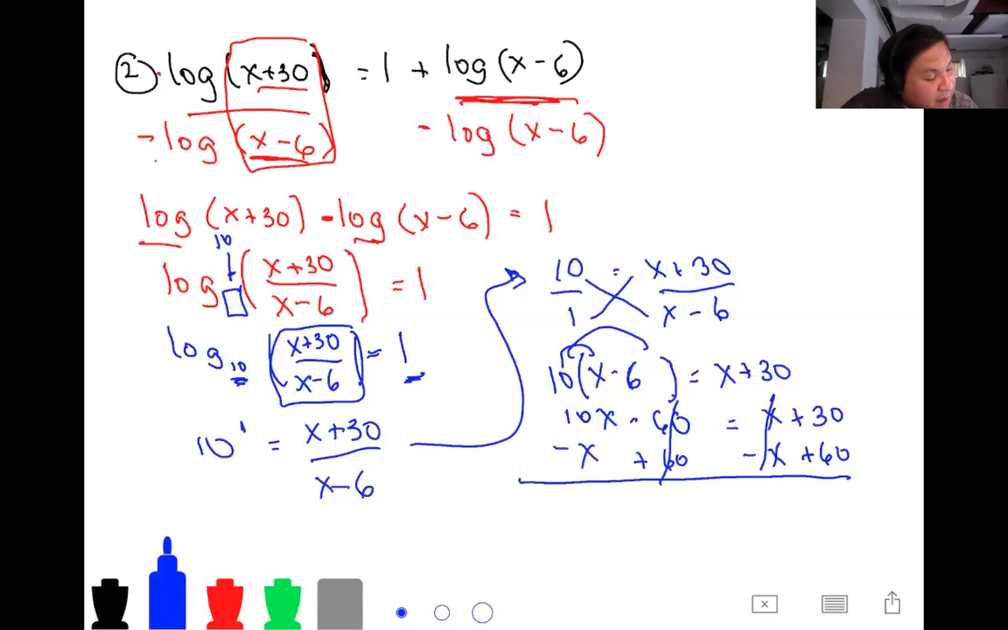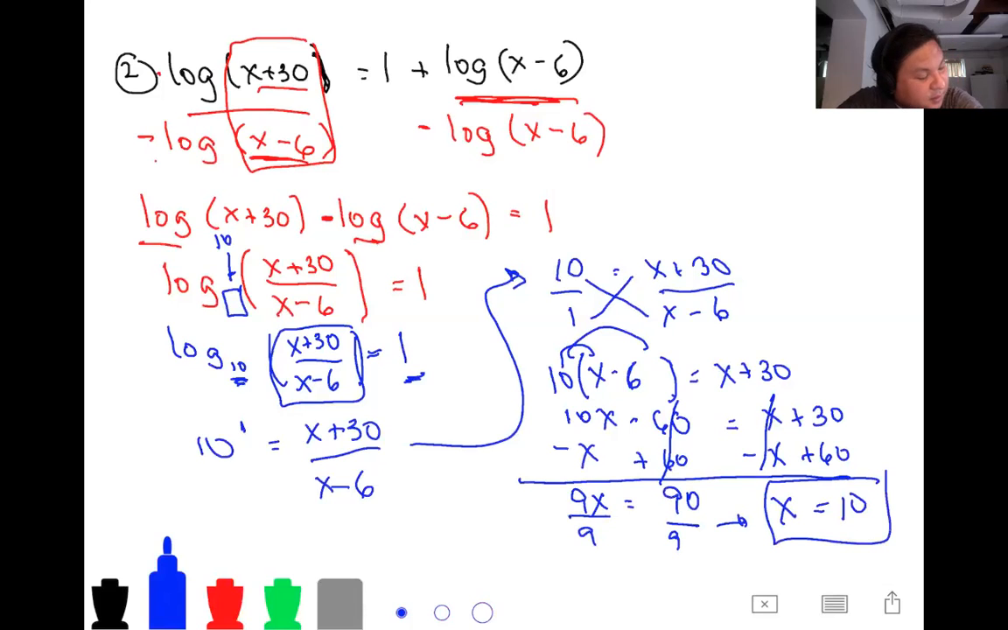So here we have 10x minus x, that's simply 9x, is equal to 90. Right, we divide by 9, and we see x is equal to 10. All right. So in this particular case, x is equal to 10. Okay, so we finished 2 out of 3. Now we're down to our last one.